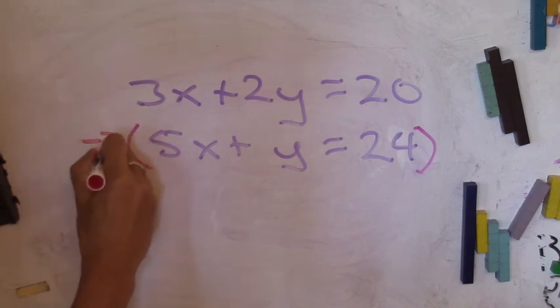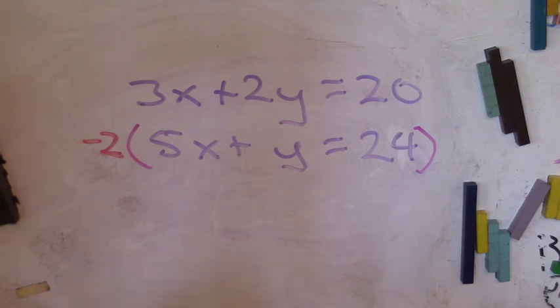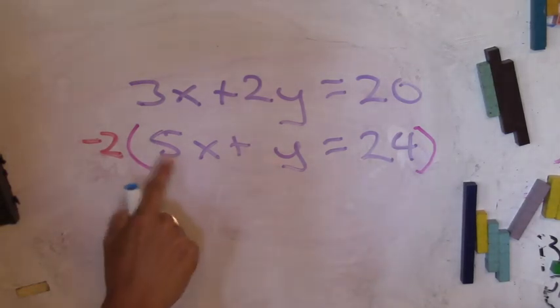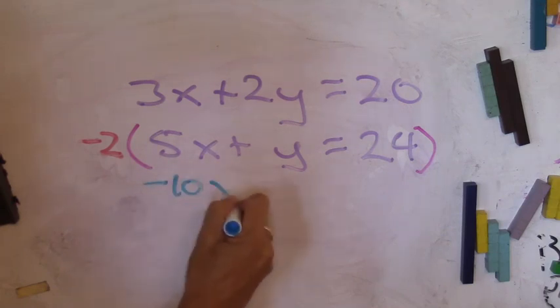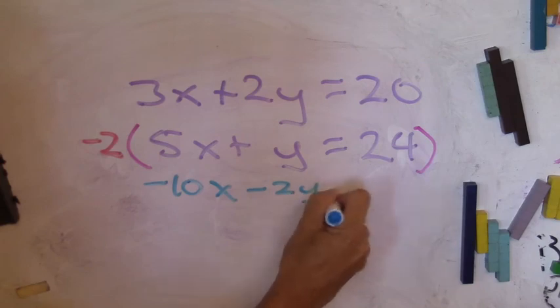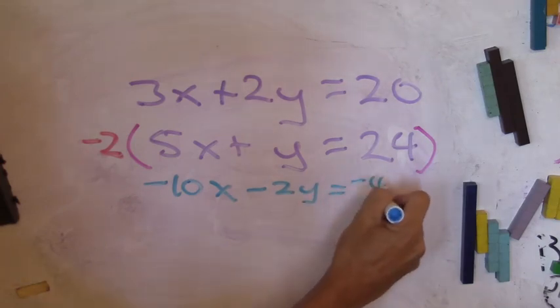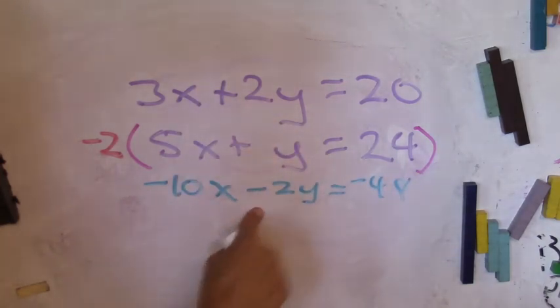I like that, but don't give me the standard answer. Why am I multiplying by -2? Because I want hero 0. Yeah, you want hero 0. And that's going to give me hero 0. So if I multiply by -2 over here, I wind up with -10x, -2y, and -48. Now I stick this one and this one together.